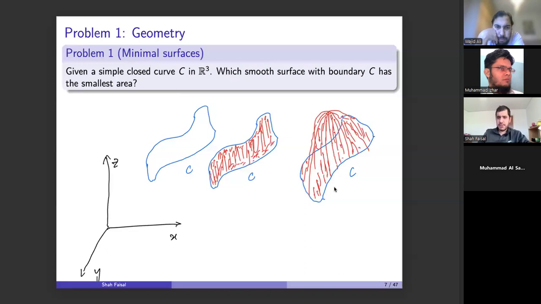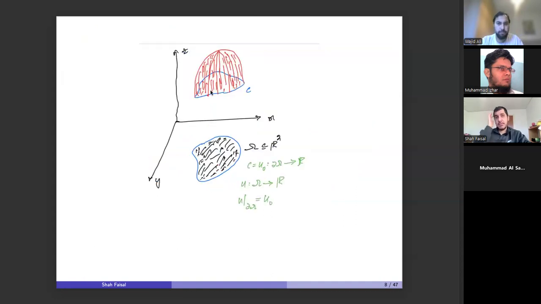This is a question in Riemannian geometry, and I have written it in a very special case in Euclidean space. So let's see how it boils down to minimizing a functional. You place the given curve C in R3, and you find some domain in the plane, which is R2, and the domain is omega. I have drawn it here. And this C I have drawn can be realized by the graph of some function which I denote by u naught.